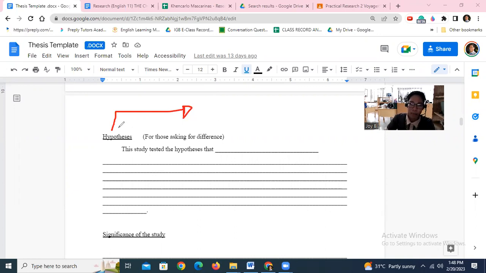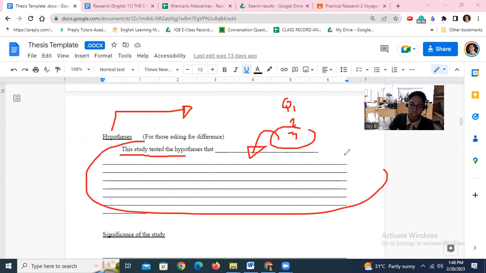So ano yung i-hypothesize nyo doon? So naka-indicate doon, this study tested the hypothesis that you just need to copy, for example, you have research question 1, 2, and 3. So ang gagawin is, you just need to copy ang research question number 3, then ilagay dito. Okay, nakuha? Yun yung hypothesis.